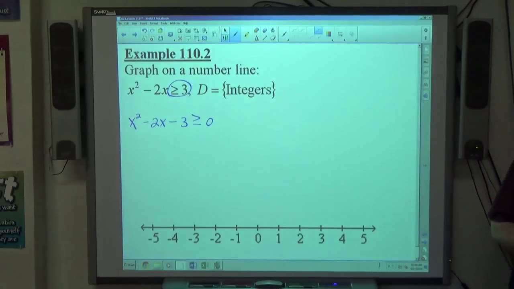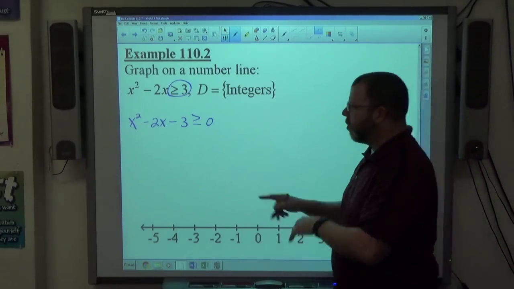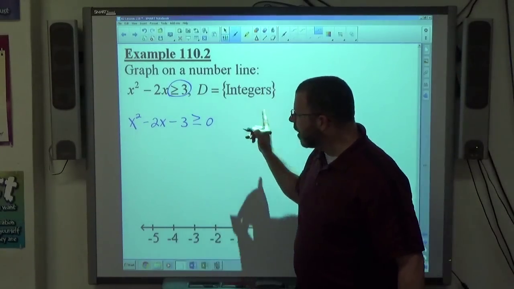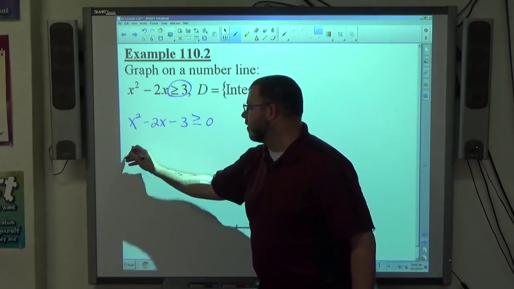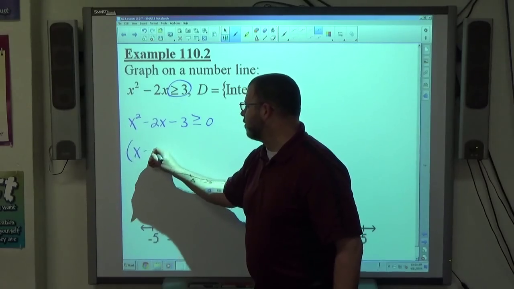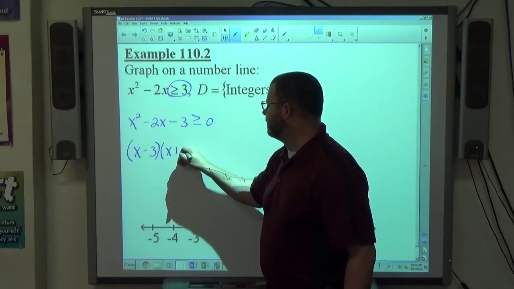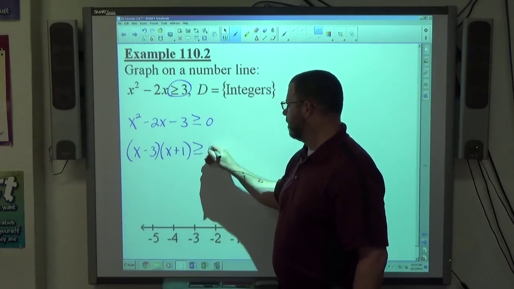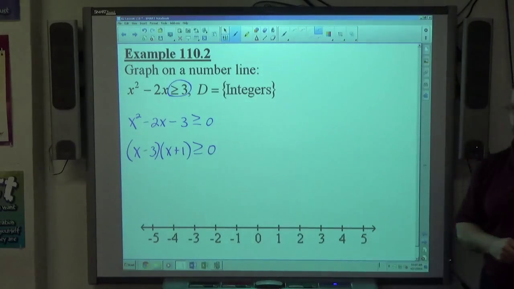Always start off there. We're only going to be doing quadratic stuff in this class. We're not going to be getting into cubic or anything weird like that. So expect quadratic at worst. All right. With the quadratic trinomial, we'll look for a factored form. So x minus 3 times x plus 1 is greater than or equal to 0.